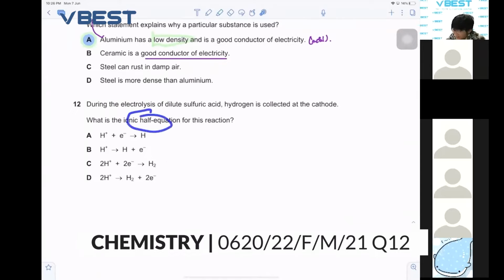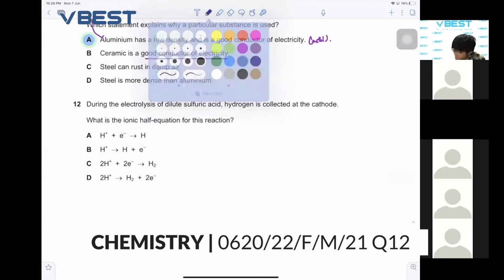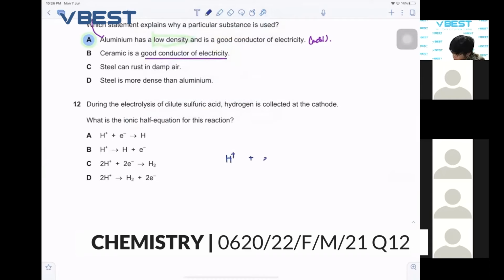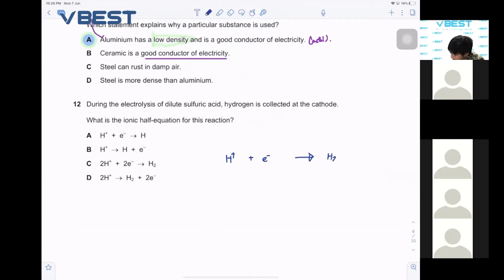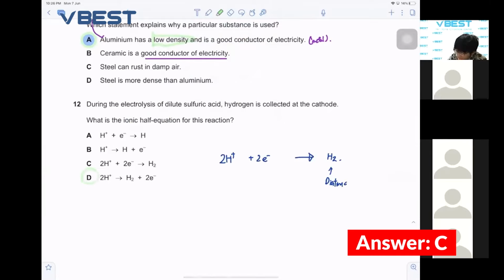Ionic half equation. Electrolysis of dilute hydrochloric acid. Hydrogen is collected. At first you have hydrogen ions plus electron, you form hydrogen gas, right? Again, hydrogen gas is diatomic, so you need to balance the equation by writing 2, 2, done.